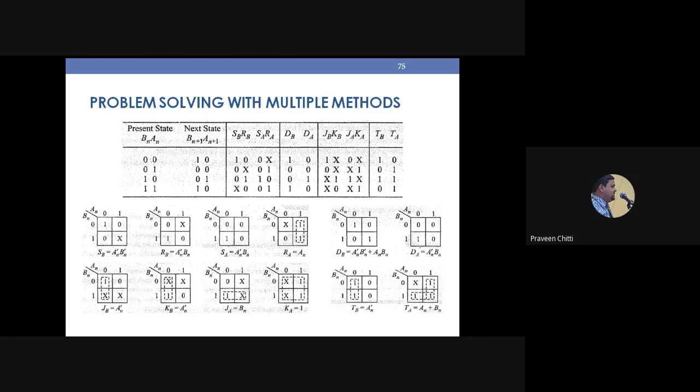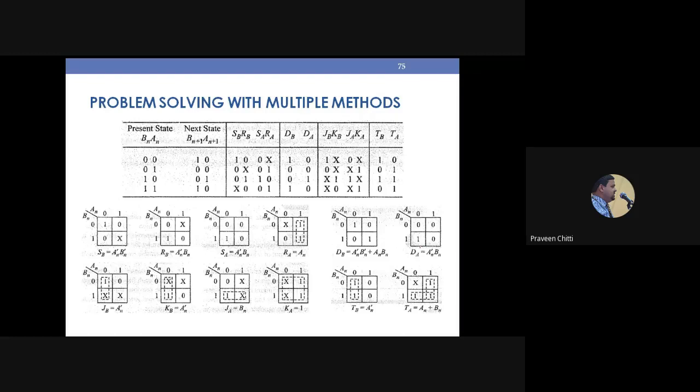So if you use an SR flip-flop, 4 K-maps you have to use. If you use a D or T flip-flop, only 2 K-maps are sufficient. Similarly, if you use a JK flip-flop, you need to use 4 K-maps, and then you can draw the diagrams using these equations which you have got.